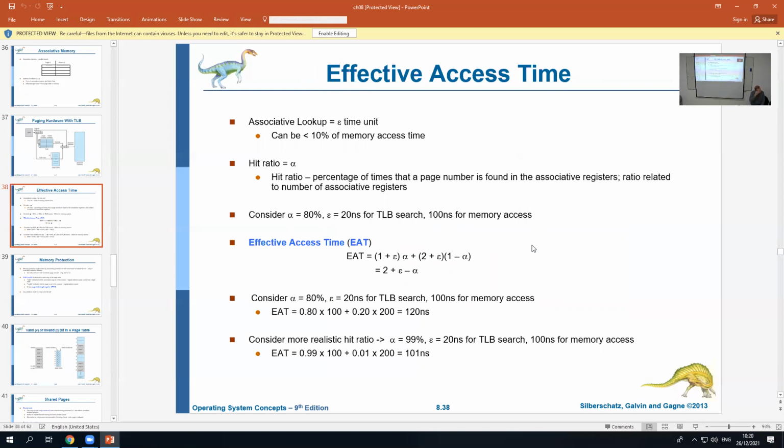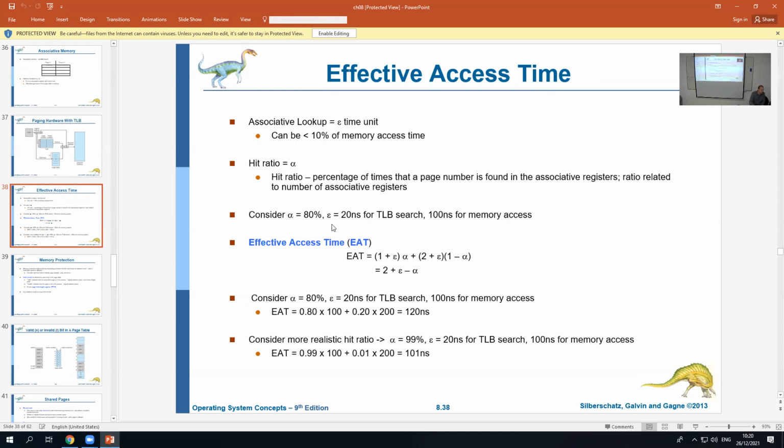It can be less than 10% of memory access time. So, okay, the hit ratio. Alpha is going to be our hit ratio: the percent of time that a page is found in the associative register, in the cache. That's another way of saying cache. It's a ratio related to the number of associative registers. Obviously, the bigger the TLB, the more hits you'll get. Consider an alpha, which is given to you. You're given an alpha of 80%. In other words, 80% of the time, you're finding it in the lookup table, in the cache.